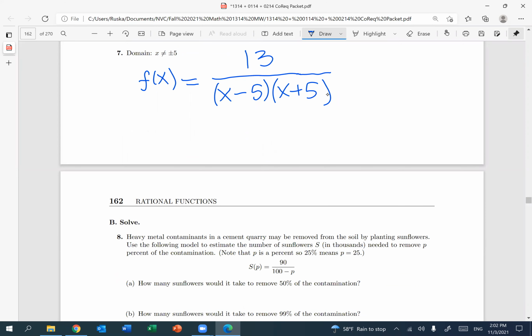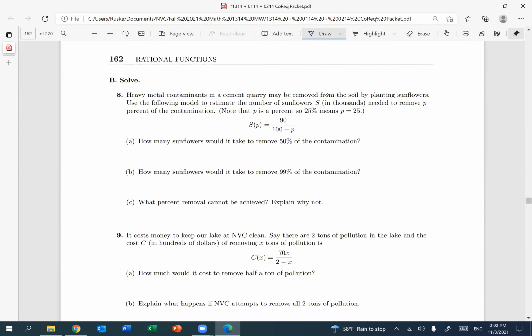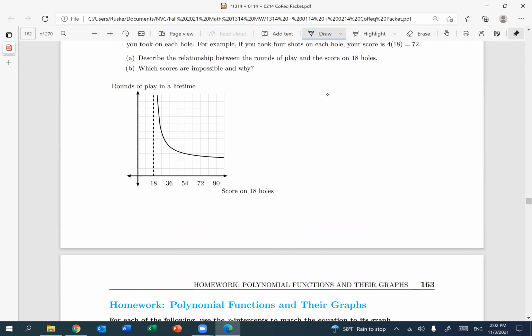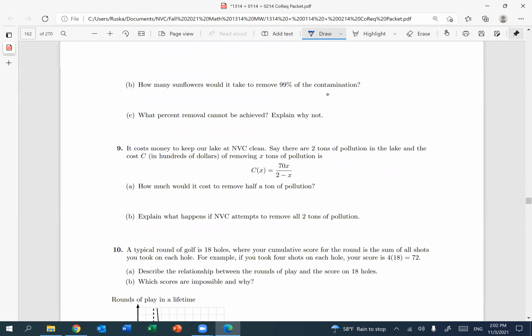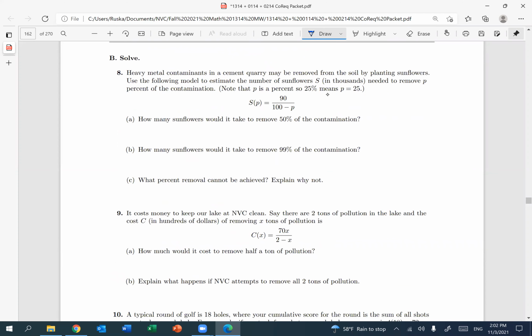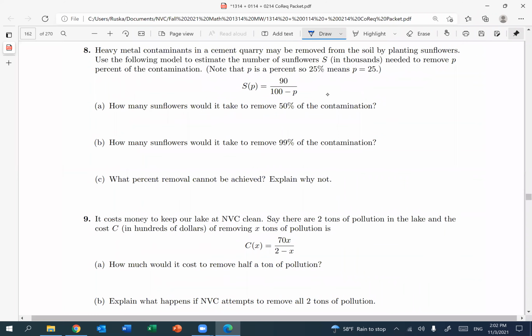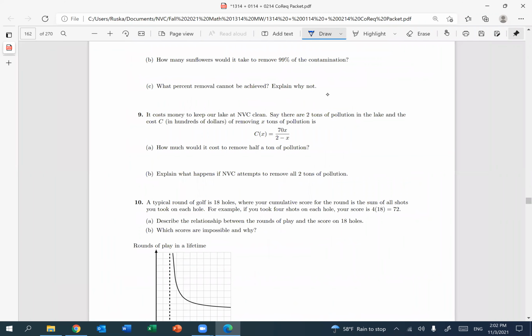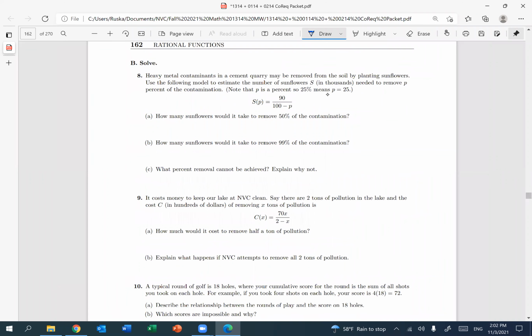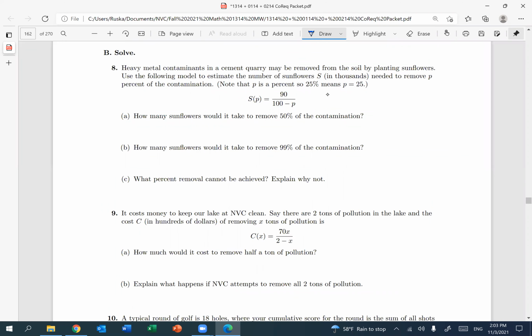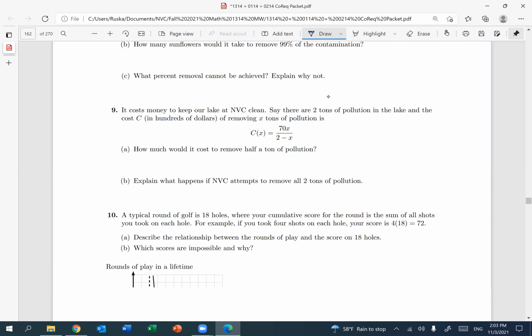The next one is we have to solve a few applications here. We have word problems with rational functions, and we have to think about what the denominator equals 0 means. So let's go over that. Number 8 and number 9 are the same, so which one do you want me to do, 8 or 9? Number 10 is a little different. Nine? Okay, let's do 9. We're going to do number 9 and number 10.